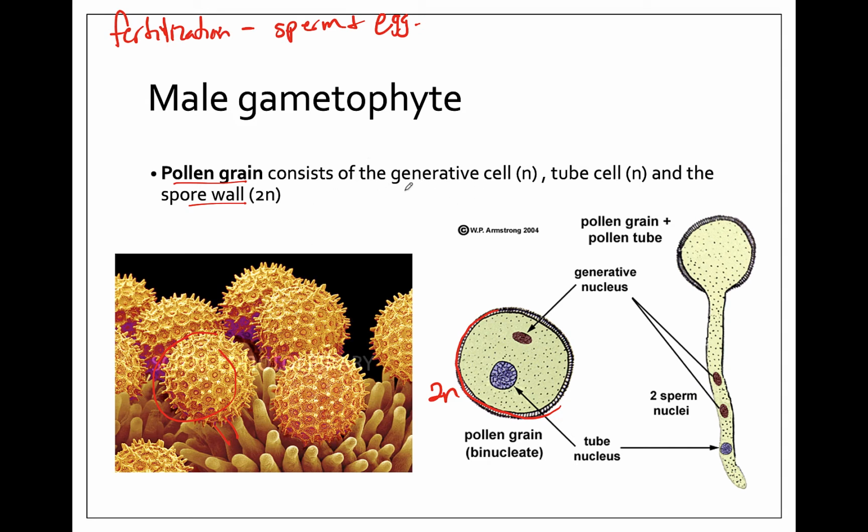And then inside of this, there are two cells. We have a pollen tube cell. So this is the tube cell. And then inside of the tube cell, there's another nucleus called the generative nucleus. Gen means beginning. This is going to become the sperm cells. So a pollen grain is the generative cell and the tube cell, both inside of the spore wall.